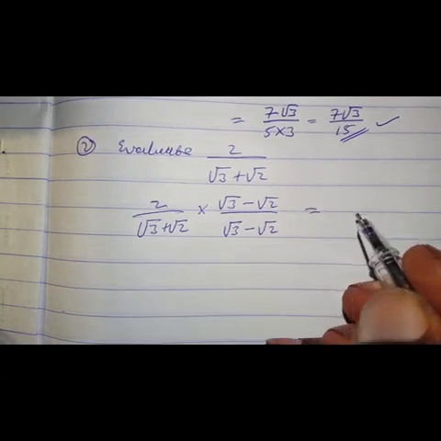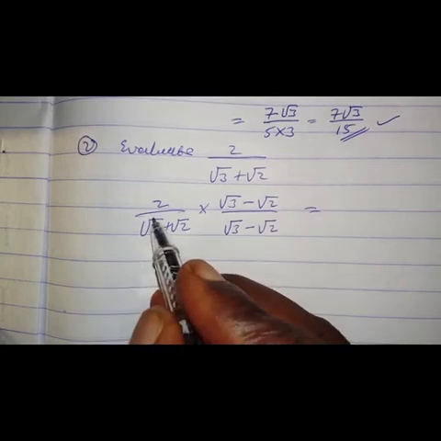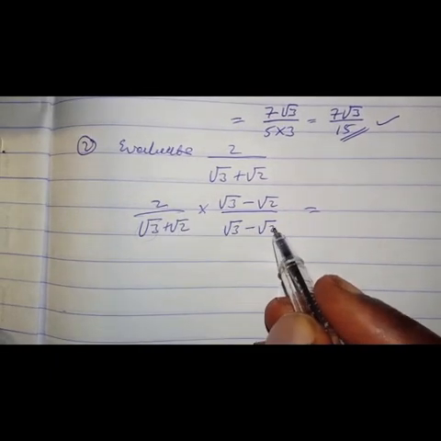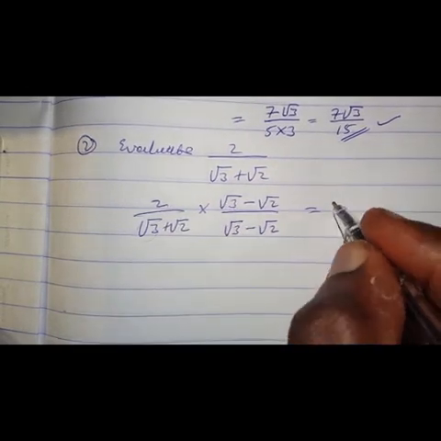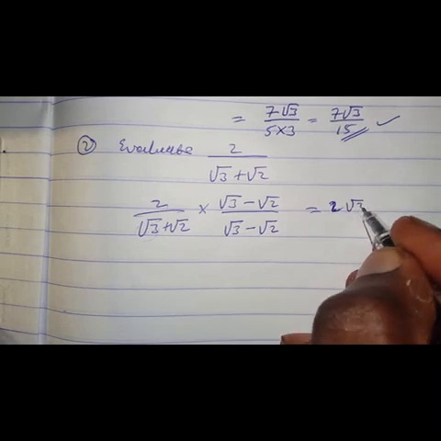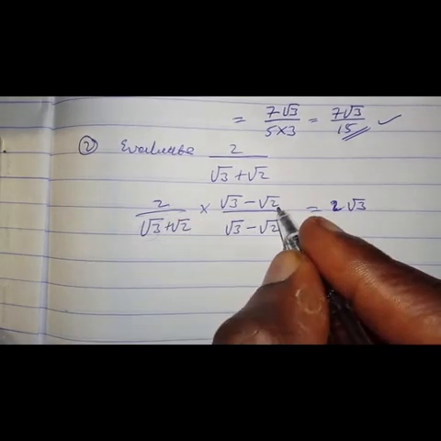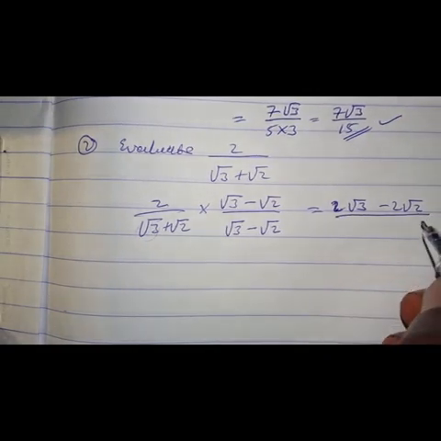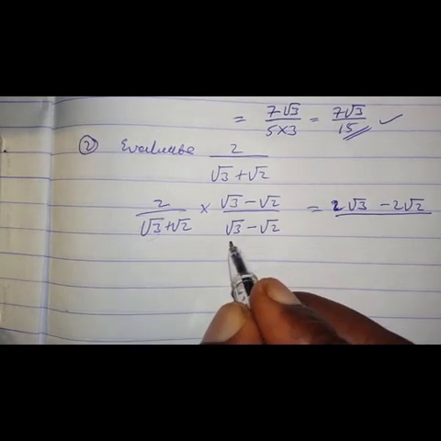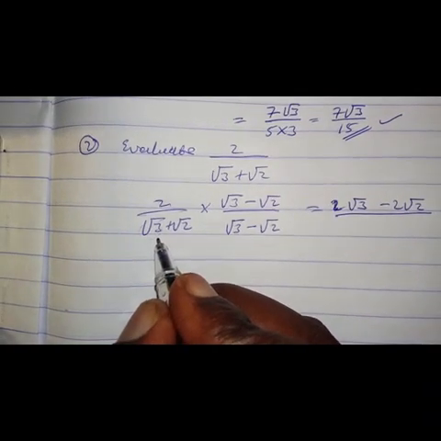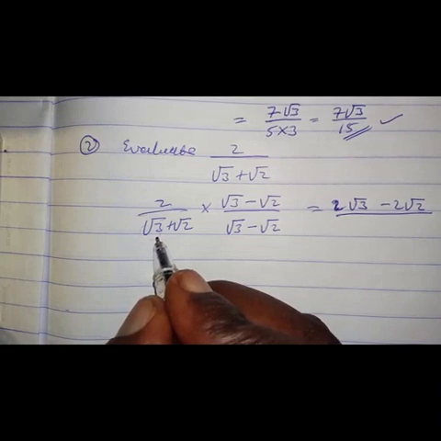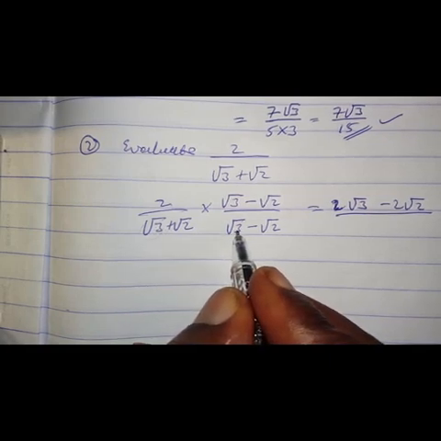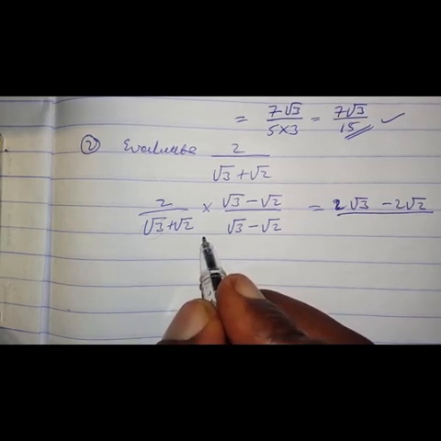So when you do that, you know how we multiply. Use this to multiply this, and then here you use the first one to multiply both, and use the second as well to multiply both. So 2 times root 3 is 2 root 3. 2 times minus root 2 is minus 2 root 2, all over root 3 times root 3. Remember, when you multiply similar surds, you get root 3 squared, and the square root will cancel the square. So just note it anytime you have such.